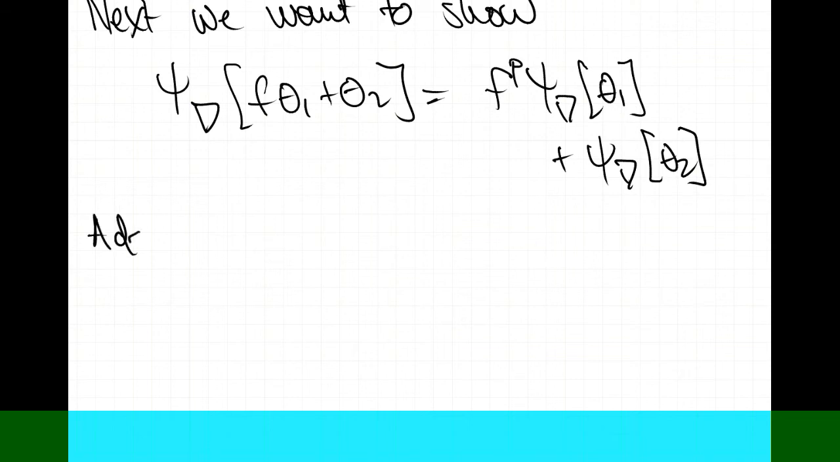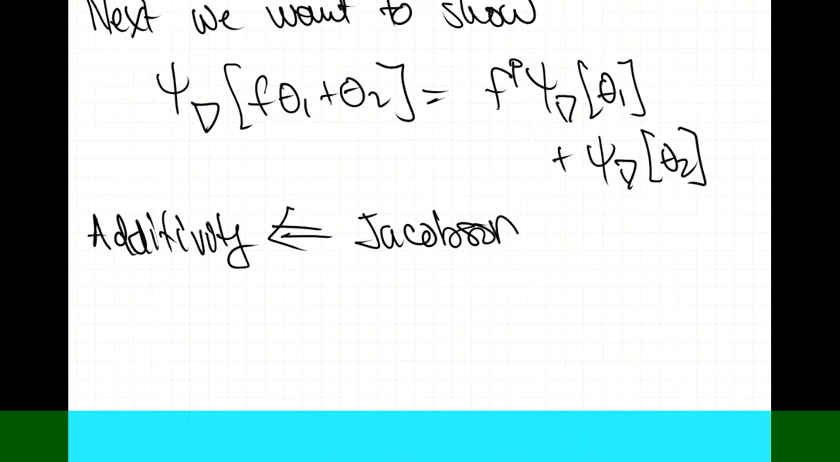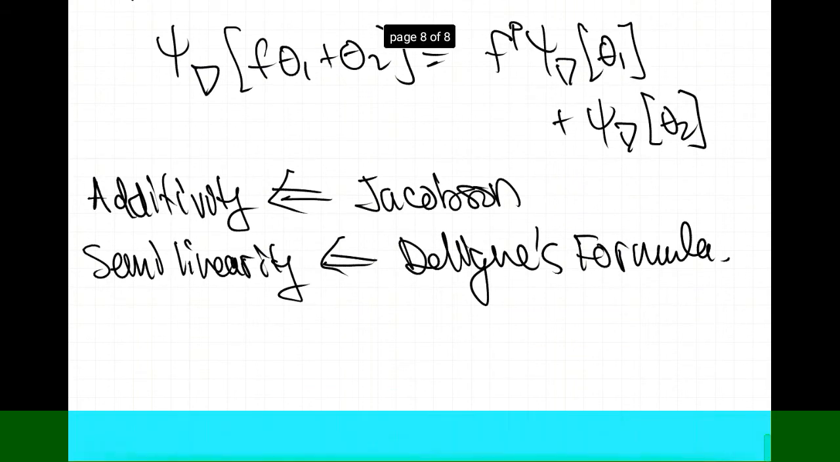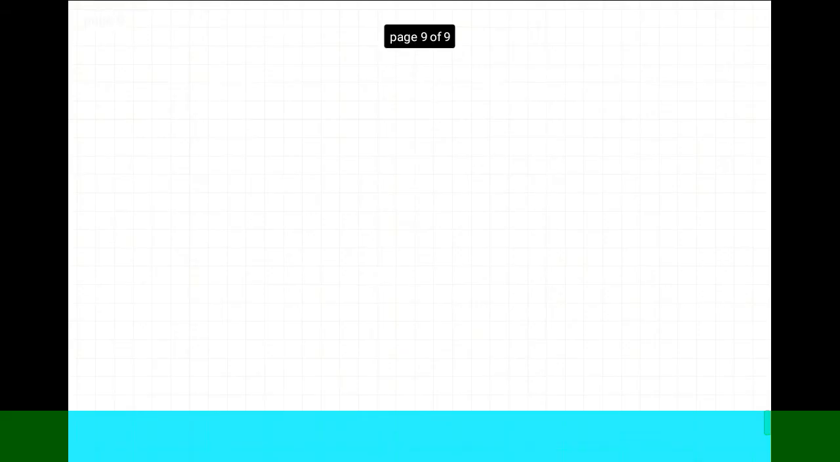So the additivity will be implied by Jacobson's, and then the semilinearity will come from Deligne's formula. Okay, and so let me show you how to do these. So again, we can write down the two different formulas. So the proof of additivity.